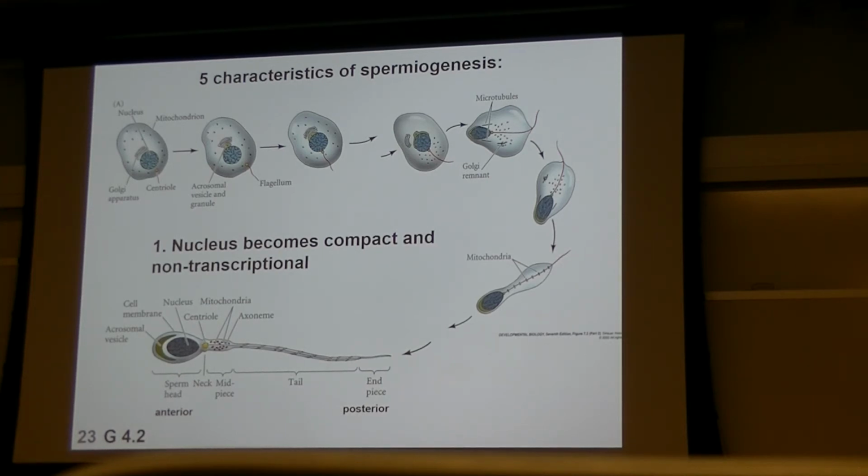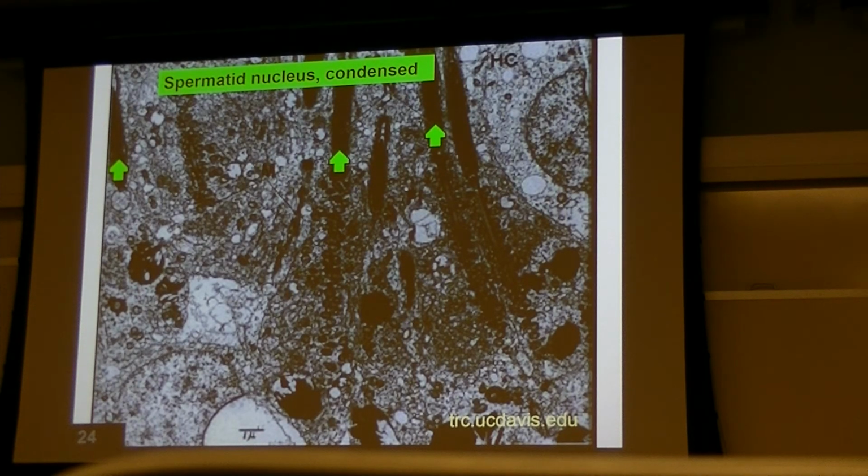And so this is the drawing from your book, but the actual shape of these nuclei is quite a bit longer and thinner, and you can really detect the dark staining if you look at sections because this DNA is so compacted.